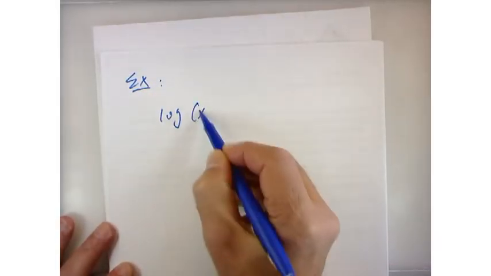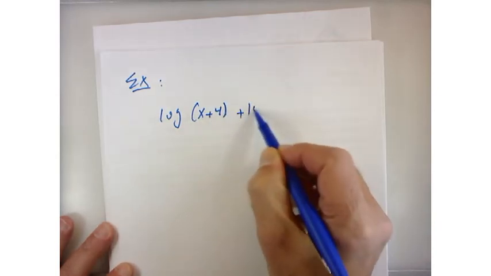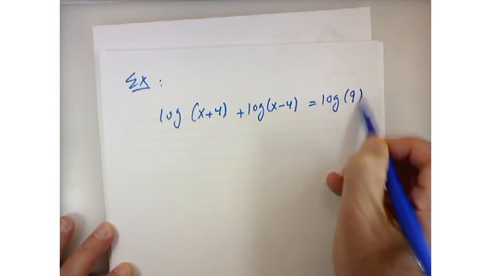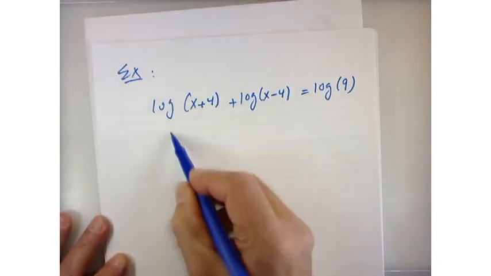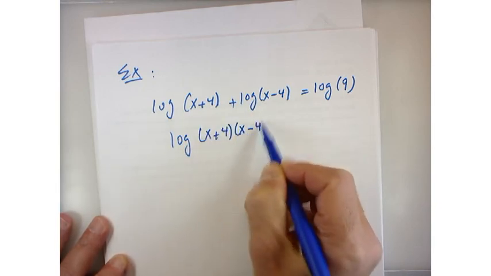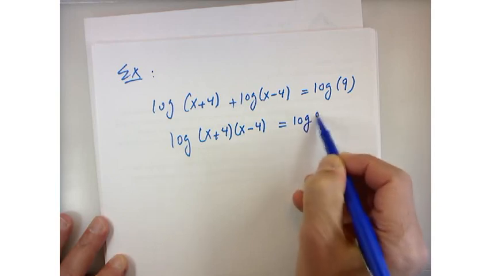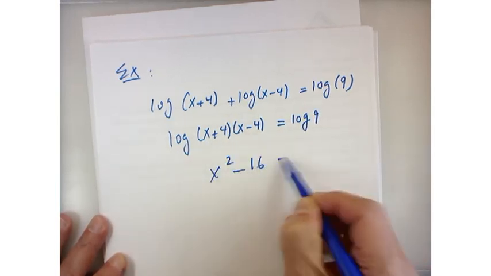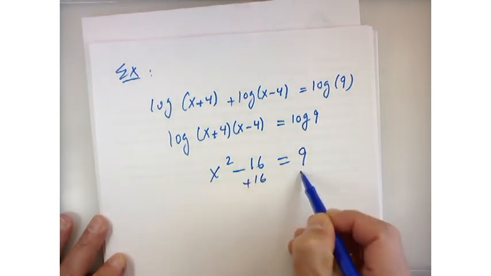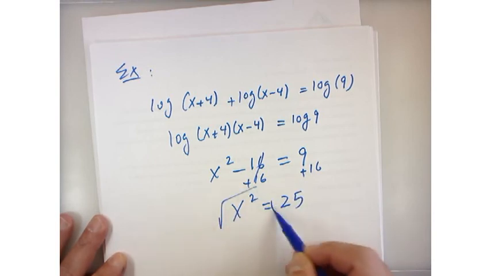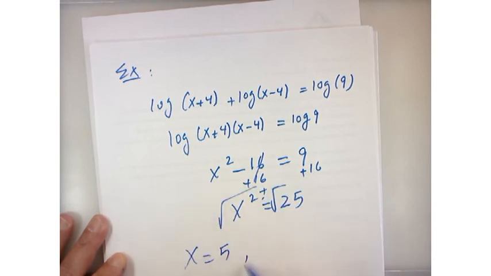Another example, log of x plus 4 plus log of x minus 4 equals log of 9. There's two logs here with a plus, so that changes into times. Log of x plus 4, x minus 4 equals log of 9. We can drop the logs and FOIL this. x squared minus 16 equals 9. We can use the square root method by adding the 16. So x equals 5 or negative 5.